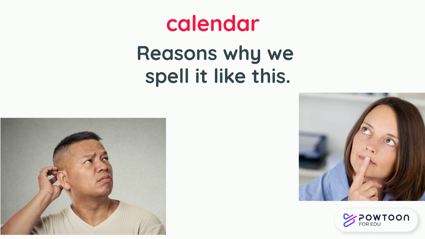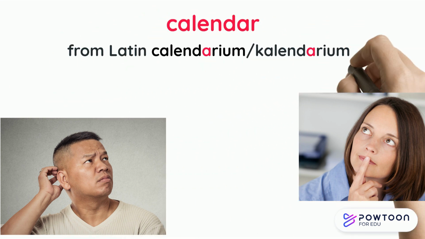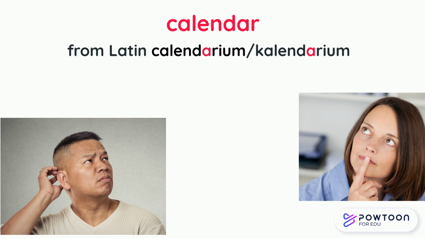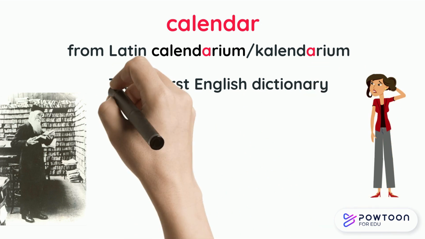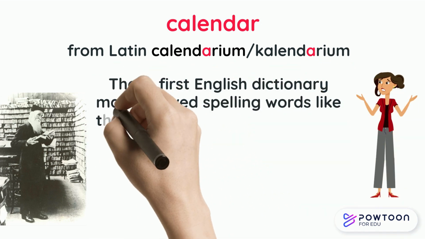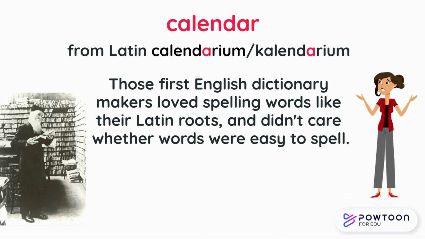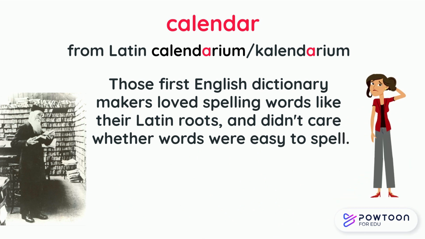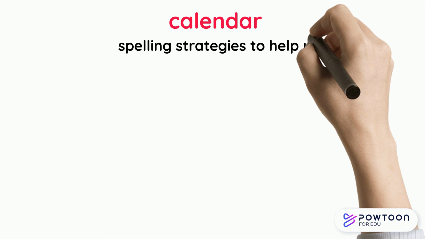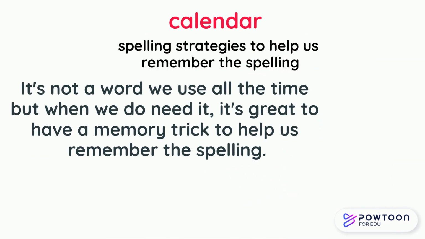Let's look at why we spell it like this. It's spelt with an AR at the end and not with an ER because it's from Latin. And those first English dictionary makers loved spelling words like their Latin roots and didn't care whether words were easy to spell. Let's look at some spelling strategies to help us remember the spelling.